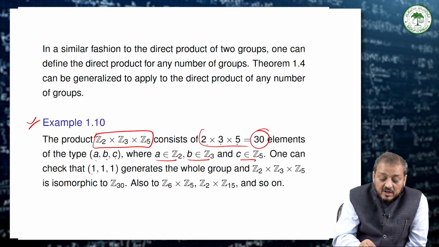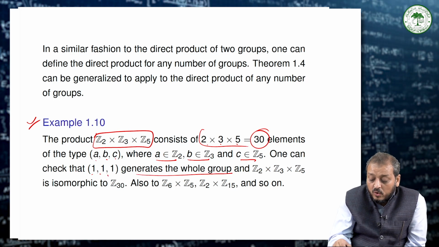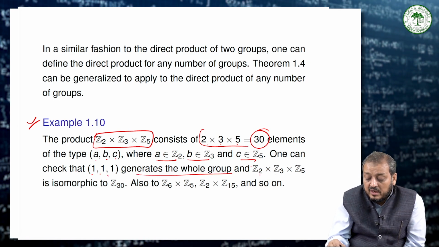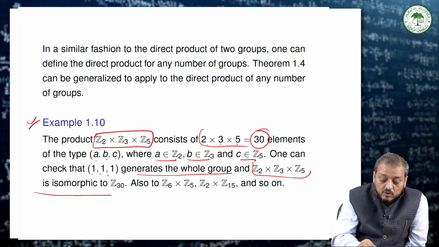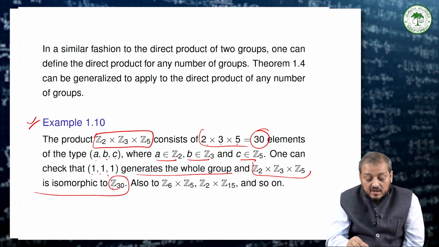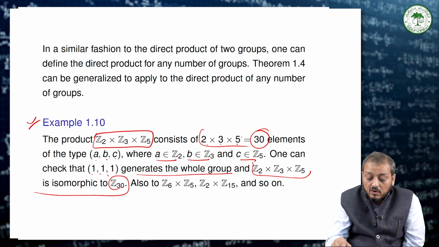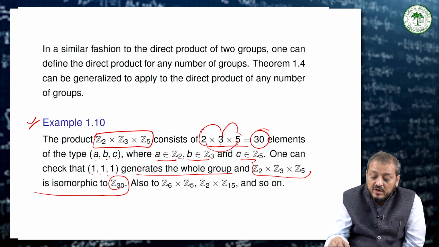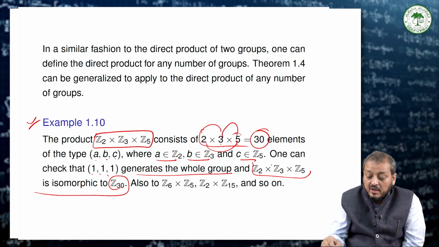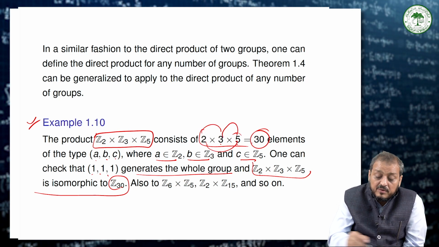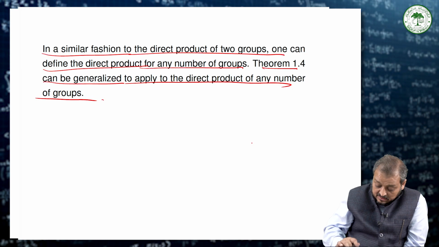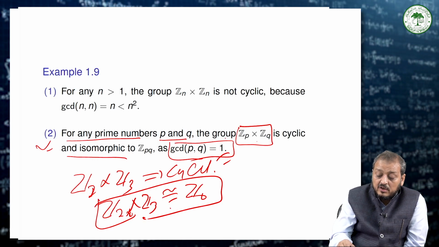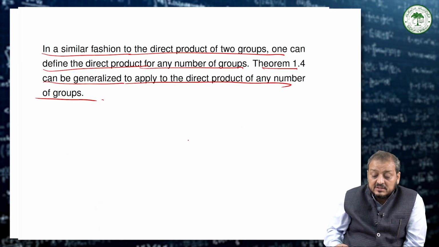So one can check that (1, 1, 1) generates the whole group, and Z2 cross Z3 cross Z5 is isomorphic to Z30, because these all are relatively prime: 2 and 3, 2 and 5, 3 and 5 are all relatively prime. And if they are relatively prime, then the result says the group is cyclic.